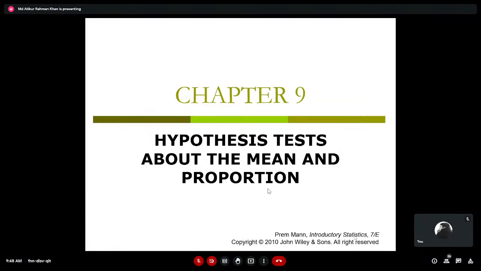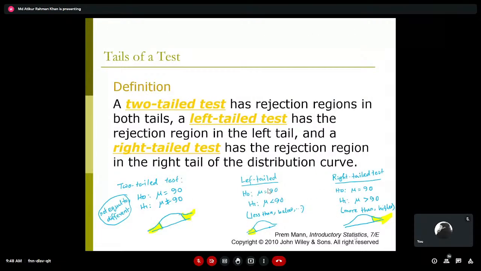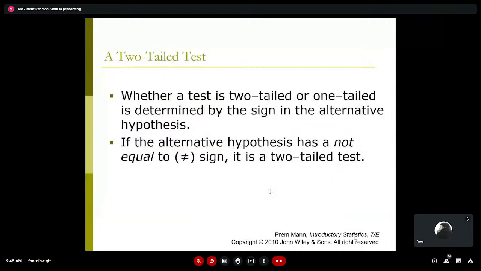Good morning. In the previous lecture, we discussed how to conduct a hypothesis test by using the p-value approach. The p-value approach means we calculate a probability. There are 6 steps, as we discussed in the previous lecture, and we will follow the same 6-step approach for almost all kinds of tests in this course.